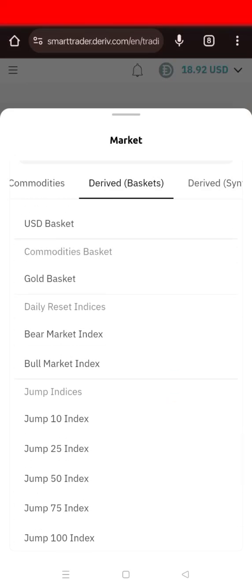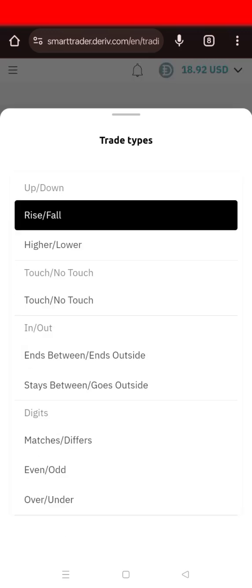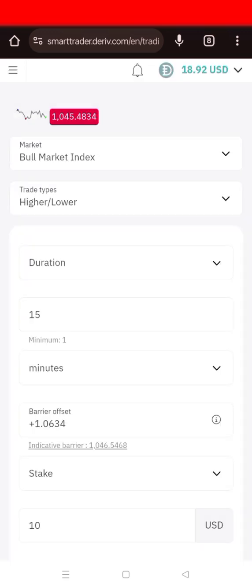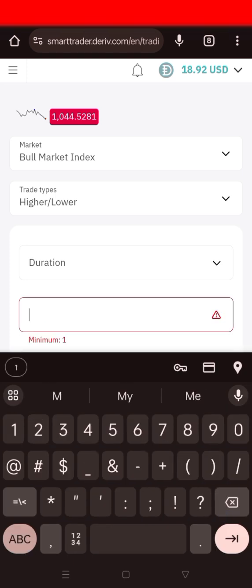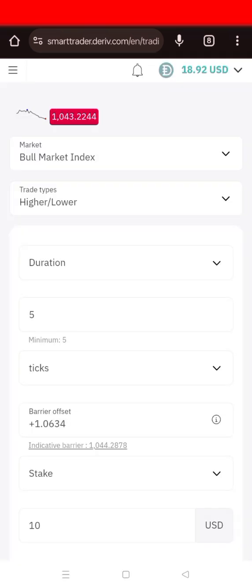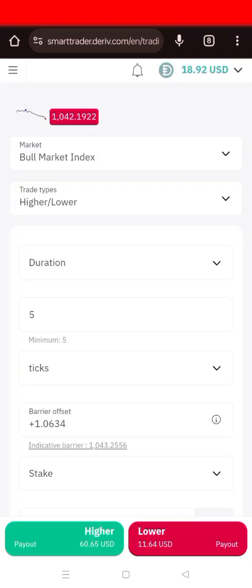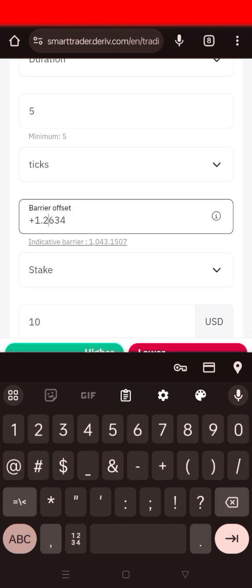So one of you asked me to demonstrate how to trade the higher lower in the simplest way possible. So I'll be explaining using your market search, like I've done. I've chosen the Bull Market Index. The trade type I have chosen is higher lower, and then for the ticks, press 5 and change it to ticks, and then for the barrier always add plus 0.20.